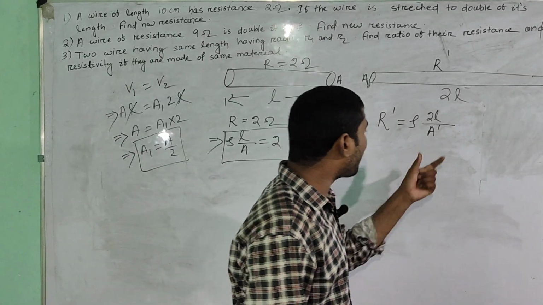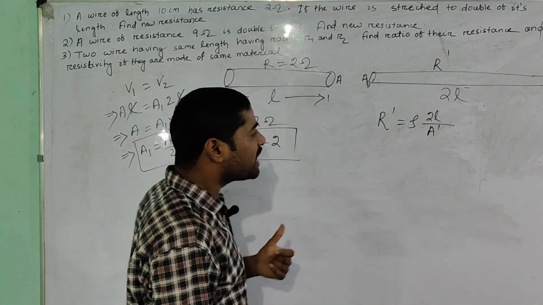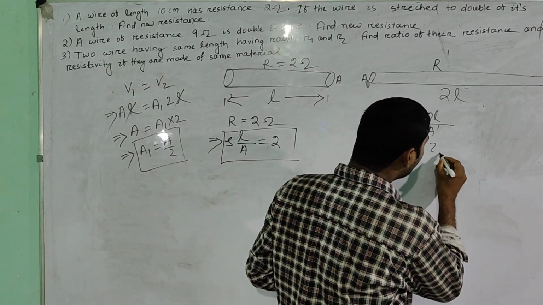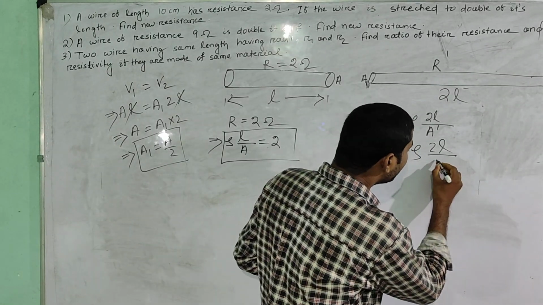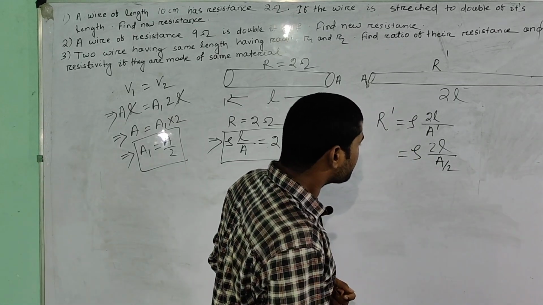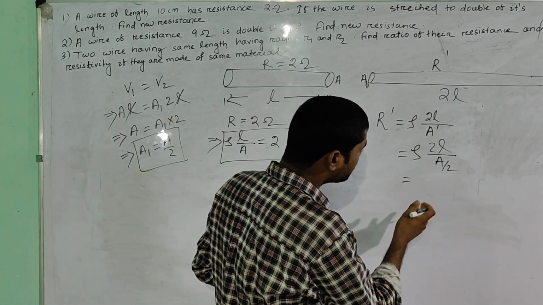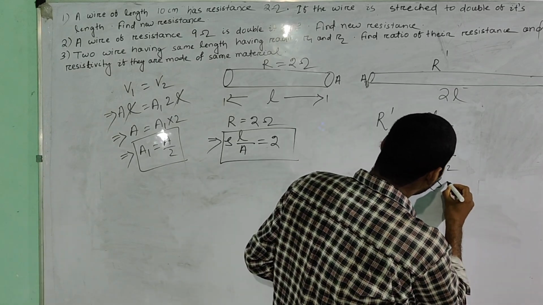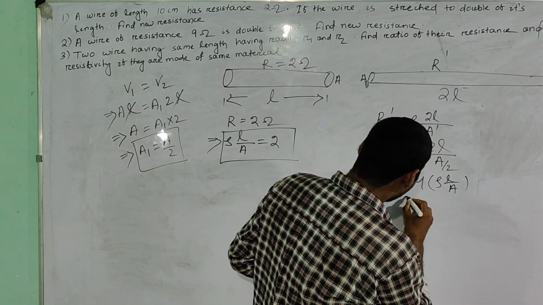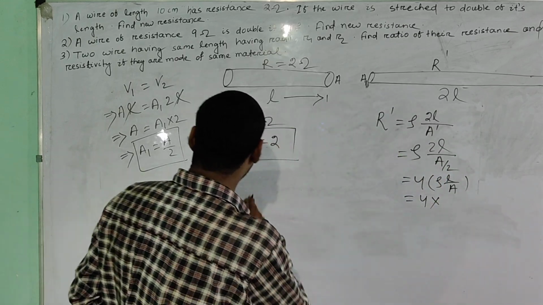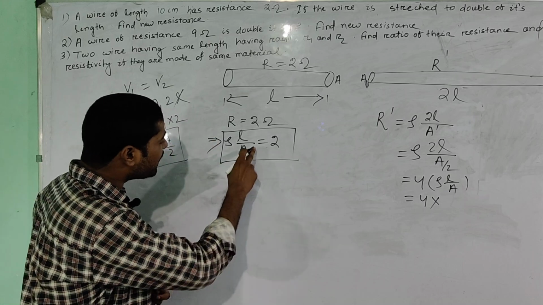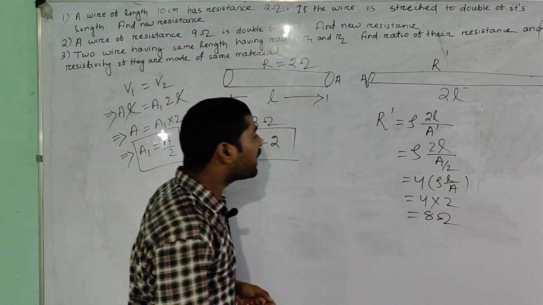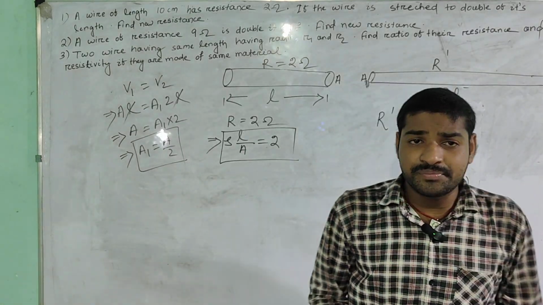So we can put the value of A dash here. A dash is A by 2. So this value is rho 2L by A by 2. Okay, so this value is 4 into rho L by A, and 4 into rho L by A is 4 into 2. So this is 8 ohm. This is 8 ohm. Okay.